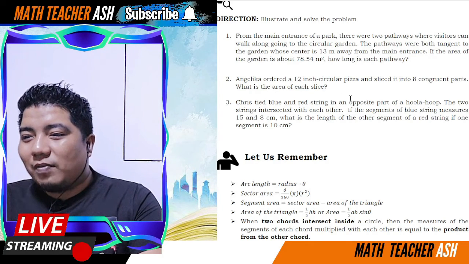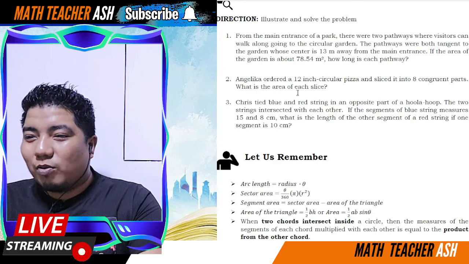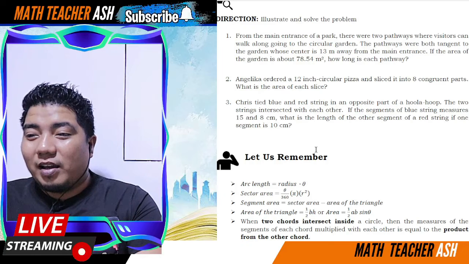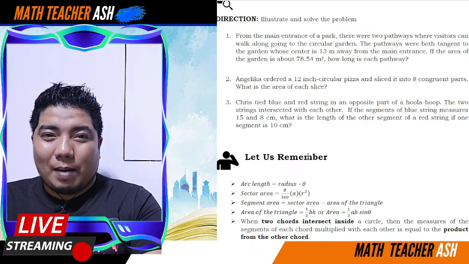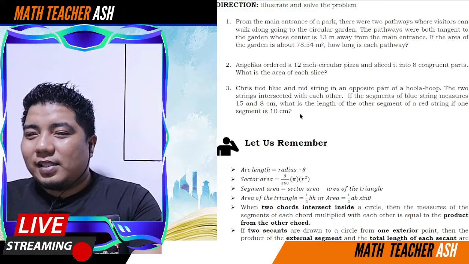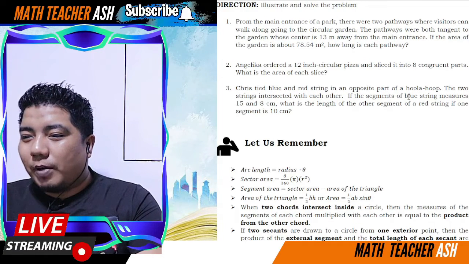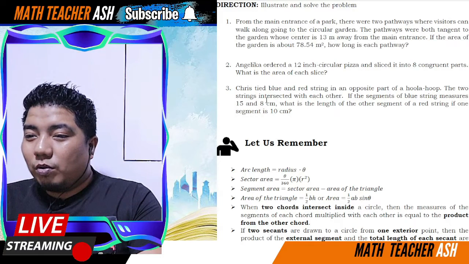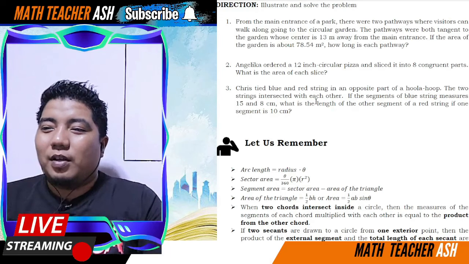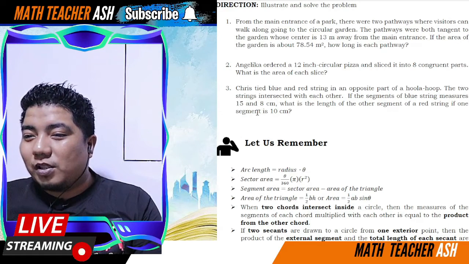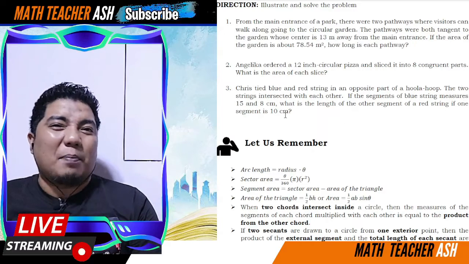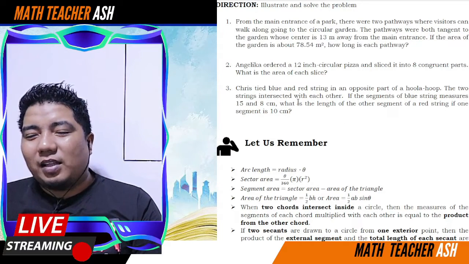Angelica ordered a 12-inch circular pizza sliced into 8 congruent parts. Ano daw ang area ng each slice? Okay, so apply mo lang dito si sector area. Chris tied blue and red string in an opposite part of a hula hoop. The 2 strings intersect with each other. Okay, doon, pag ganun. If the segments of the blue string measure 15 and 8, what is the length of the other segment if one segment is 10? Okay, napakadali lang nito. So, 15 times 8 divided by 10.